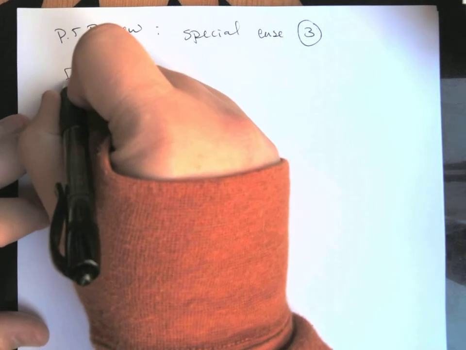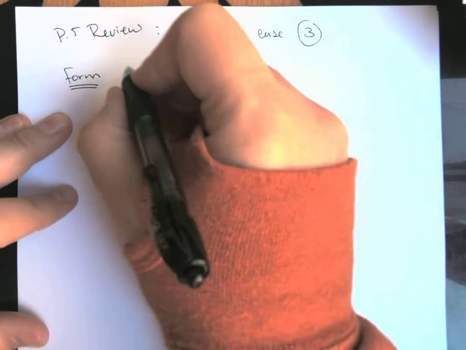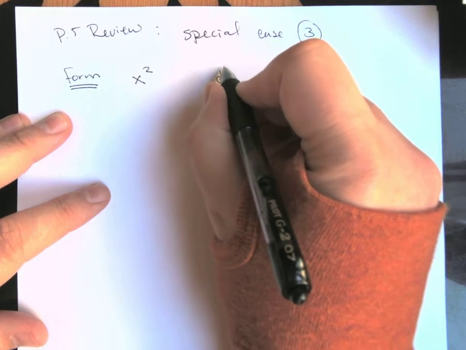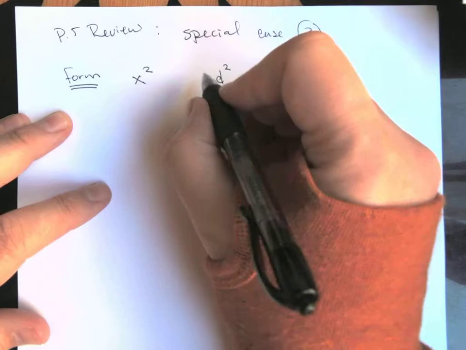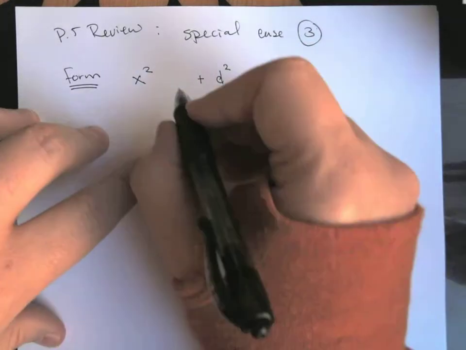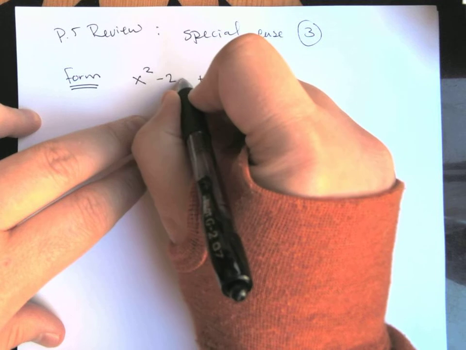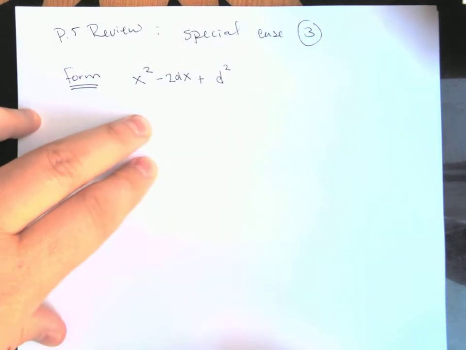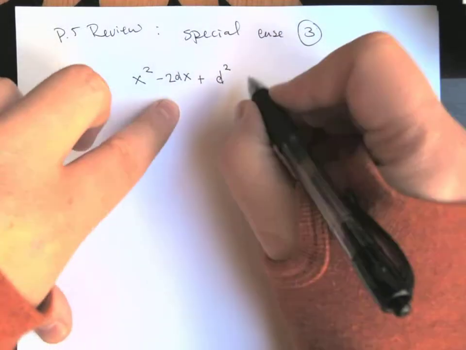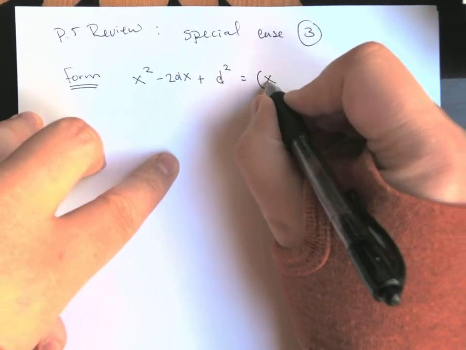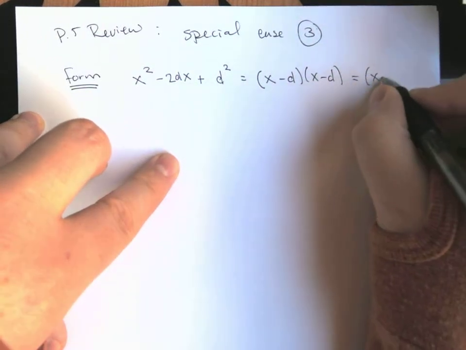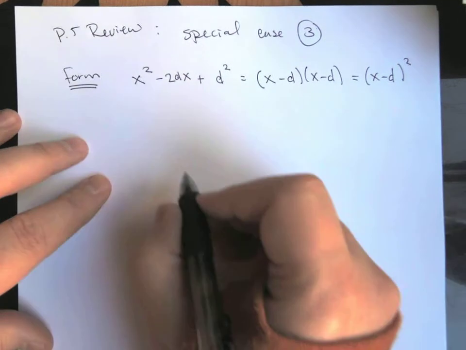What the form looks like, it's sort of an extension of the difference of squares. So you've got x squared, and you have a d squared. This is going to be a plus instead of a minus. And then the idea is that you have negative 2 times d times x, so a squared version of a number and then a doubled version of the number here. This is going to factor down as x minus d times x minus d, which you could think of as x minus d quantity squared.